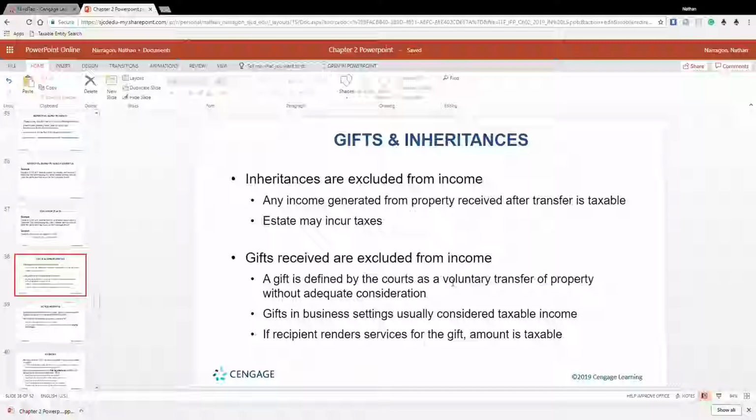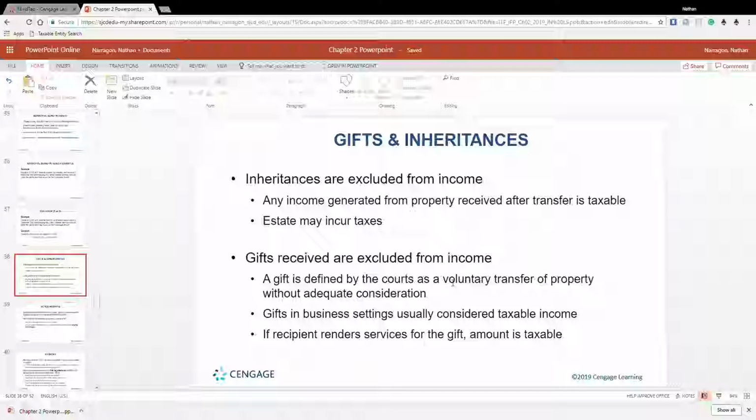Gifts received are excluded from income. A gift is basically defined by the courts as anything that's voluntary. So if I have a voluntary transfer of property without any adequate consideration, that's good.